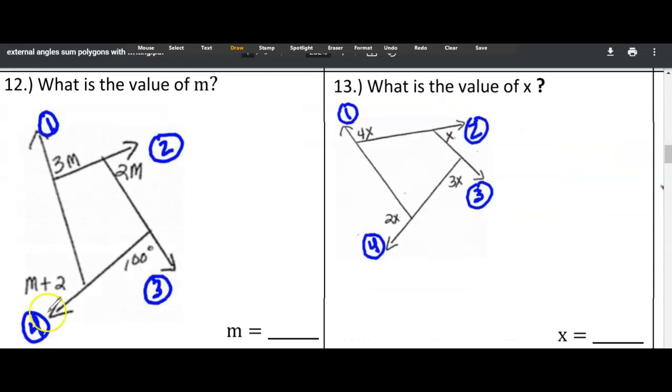Okay, we're going to do two more together, 12 and 13, and you can do the rest on your own. But you can rewatch this video, because I'm putting the video up also, and the Edpuzzle. But the Edpuzzle is the grade, so this is the grade.